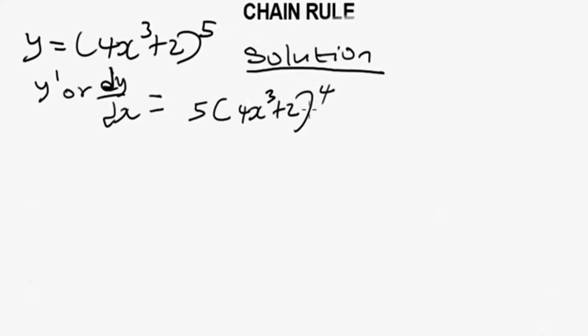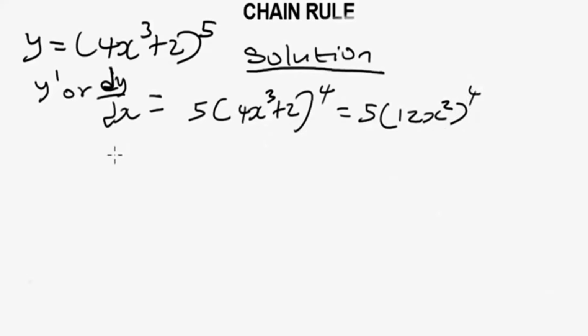Now, once you have done this, the next thing is to find the derivative of the value in this bracket, and multiply it by this 5 here. So you're going to have 5 multiplied by the derivative of 4x cubed, which gives you 12x squared. The constant there is 0, so it's nothing. Bracket close, raised to power 4.